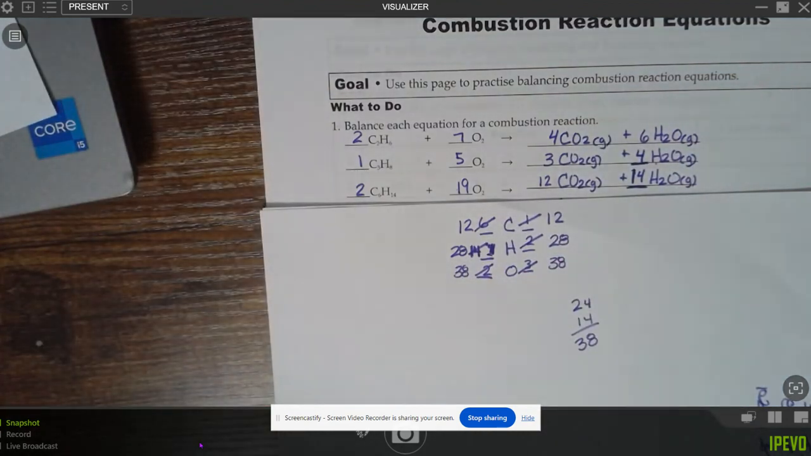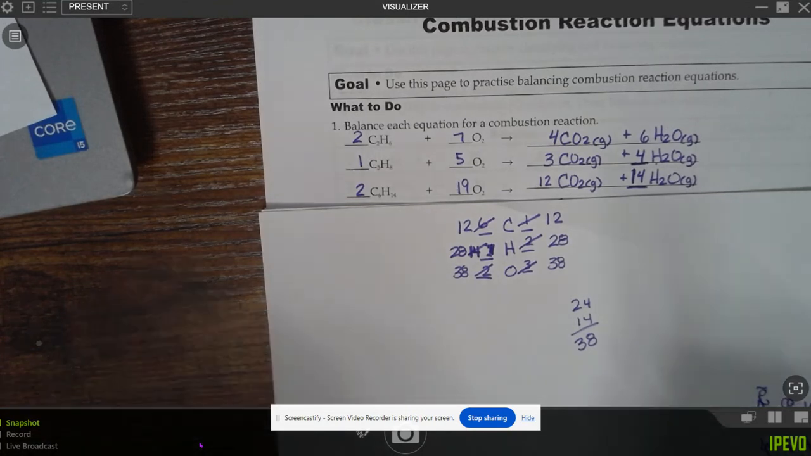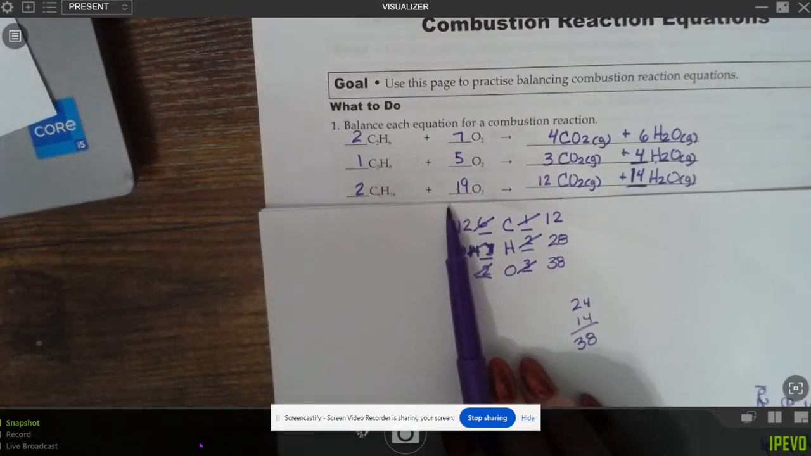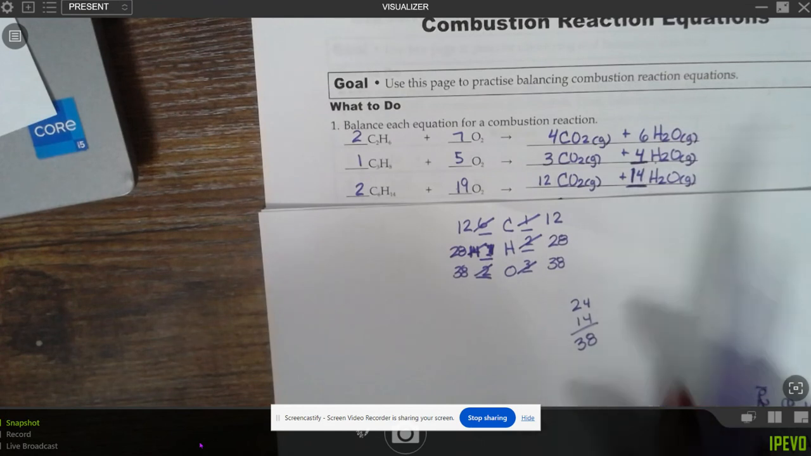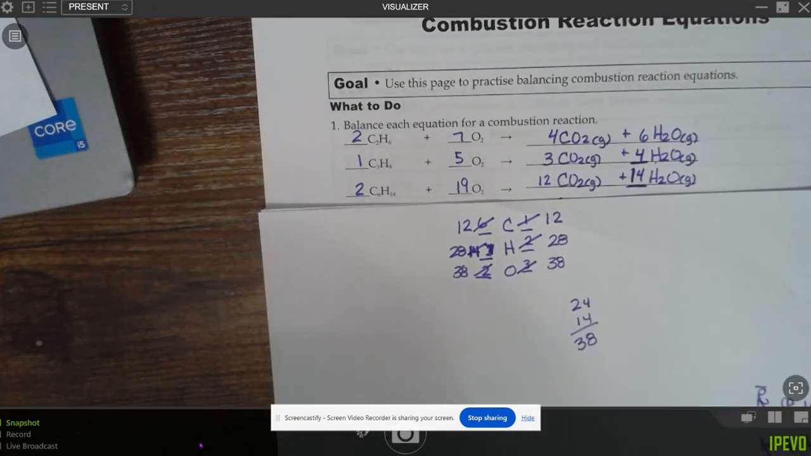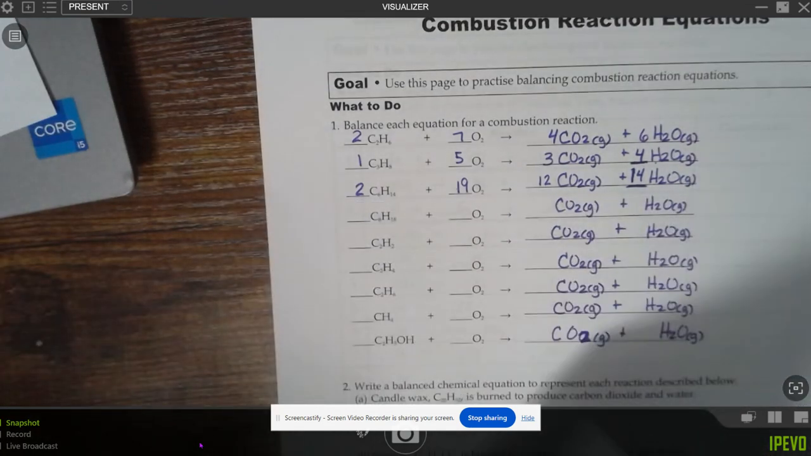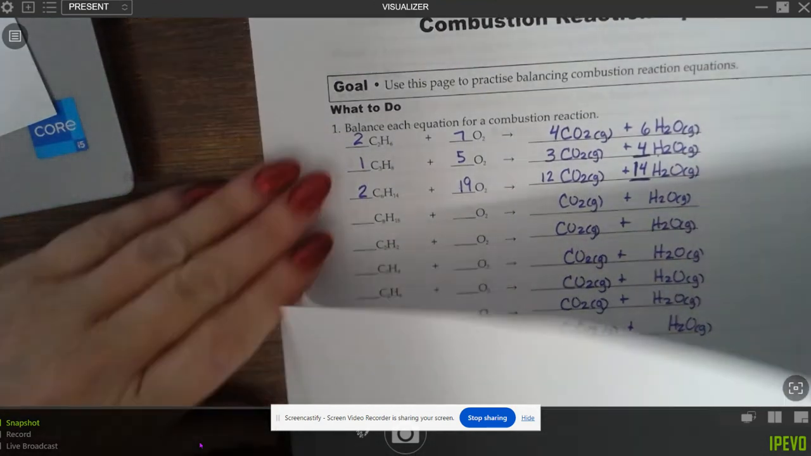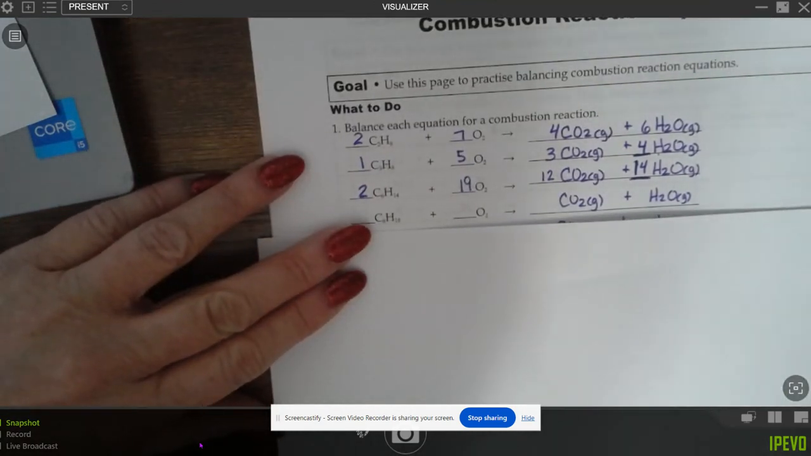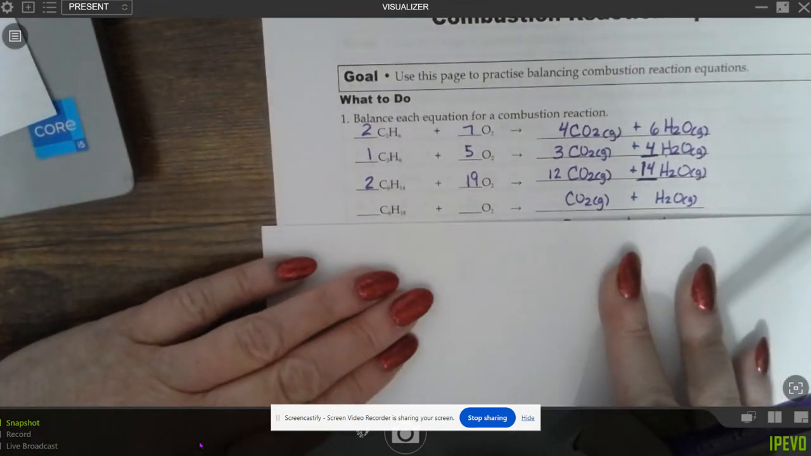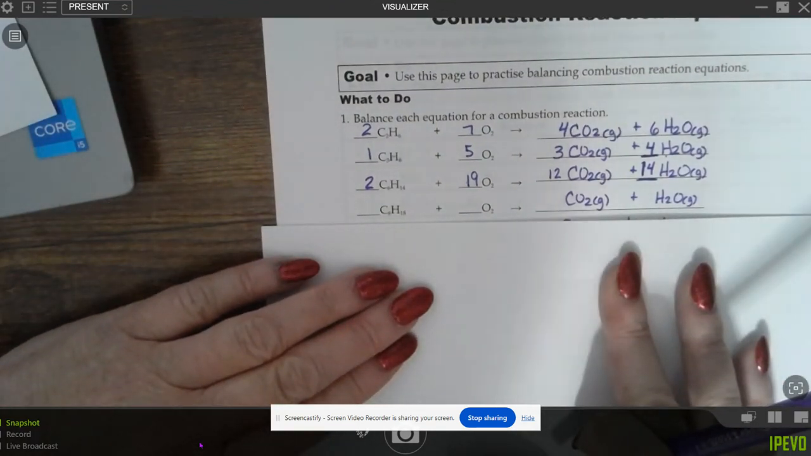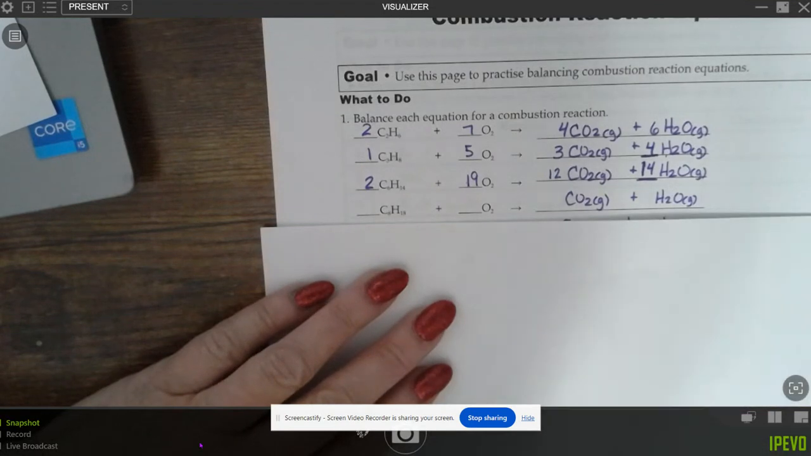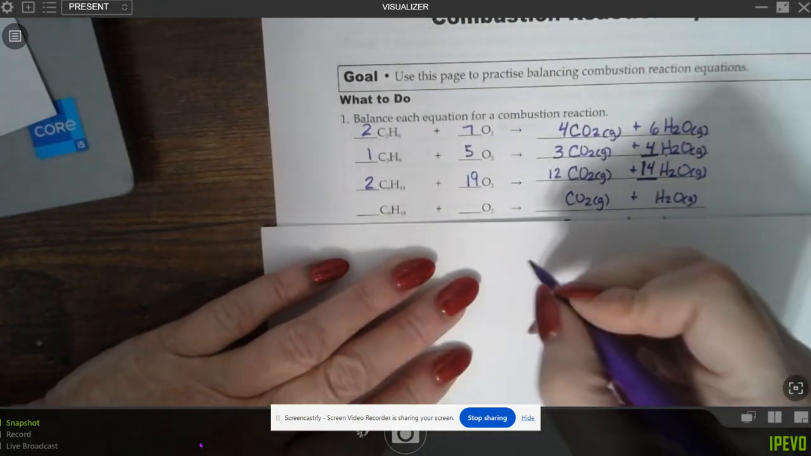Okay, and this is why, can you imagine if you were balancing this using that other method? You'd have to write 19 O2s, 12 CO2s, and 14 H2Os. It gets really, really long. Okay, so I'd really like it if you would practice these and be able to balance them without having to write it all out. All right, here we go. We're going to do another one.